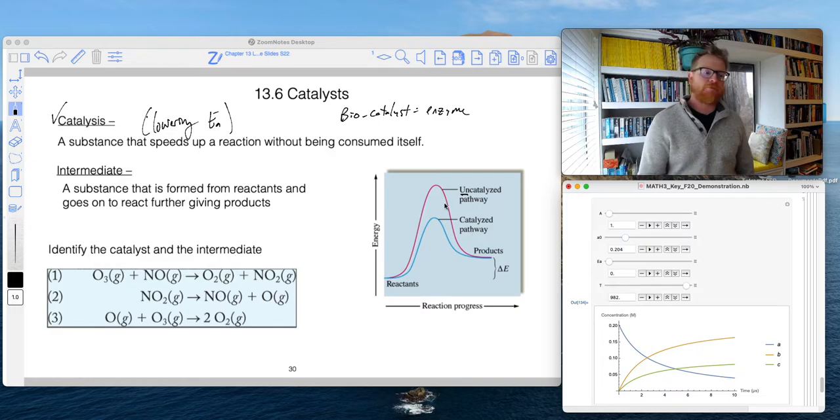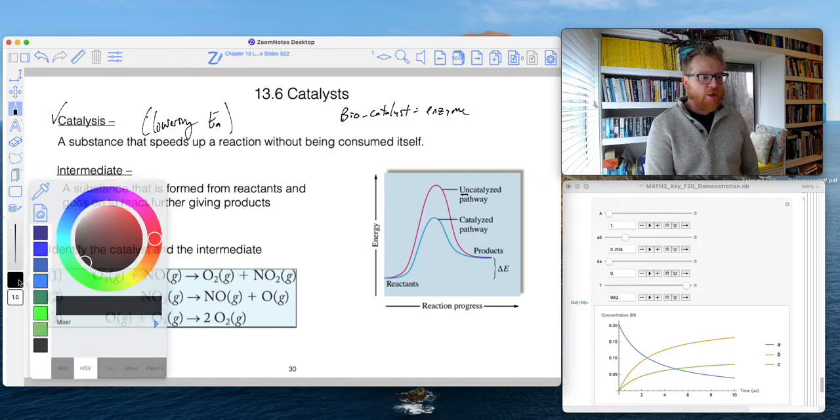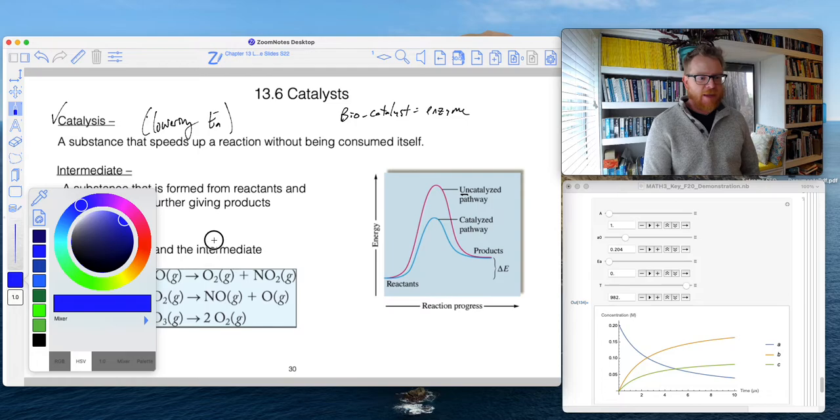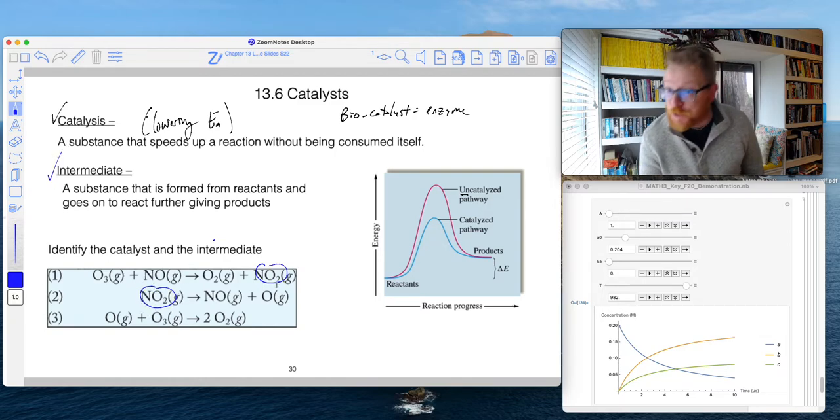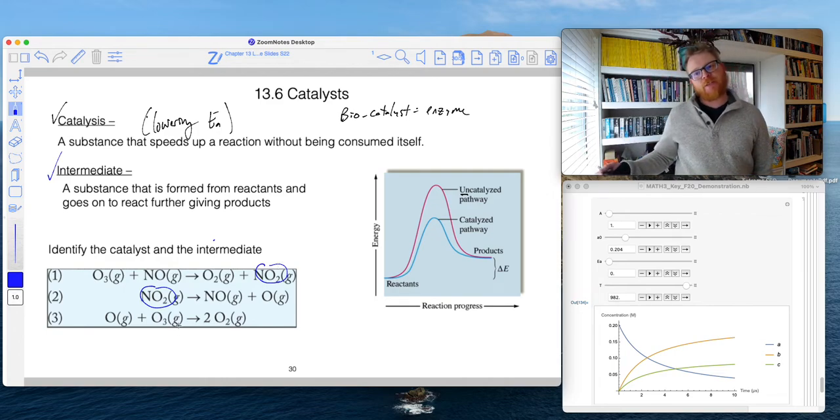So let's identify them. I'm going to do the intermediates in blue. So we know that it's a substance that is formed from reactants and goes on to react further, giving products. So if I look at this first elementary step, bimolecular, O3 plus NO makes O2 and NO2. Aha! Now that NO2 appears as a reactant in the very next step. So we can recognize that this has to be an intermediate because it gets produced, but then it gets consumed in the very next step.